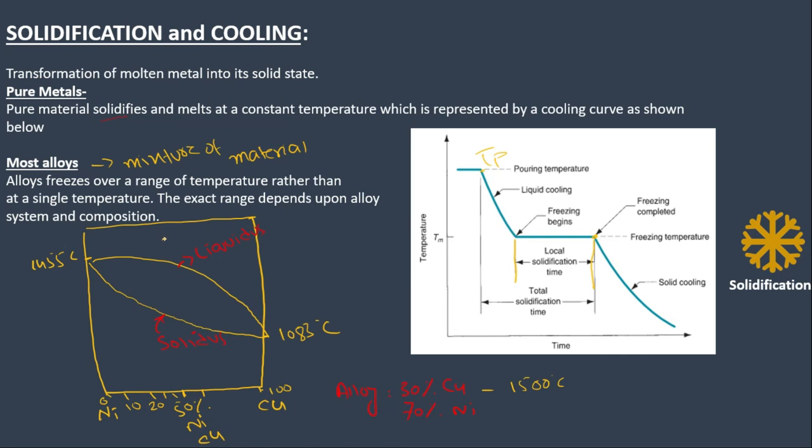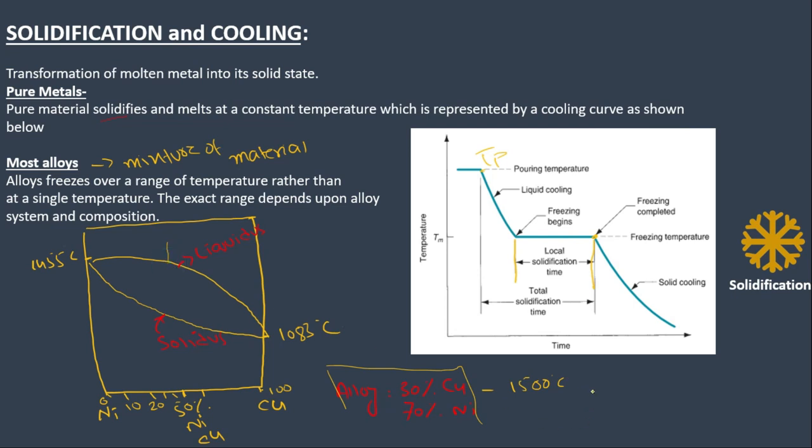Now if we start to cool it down, once it touches the liquidus line, there will be a beginning of solidification in the structure. We know the melting temperature of copper is very low, 1083 degrees centigrade, while the melting temperature of nickel is very near, 1455 degrees centigrade. So which material will start to solidify in this alloy system? Obviously, nickel will start to solidify first.